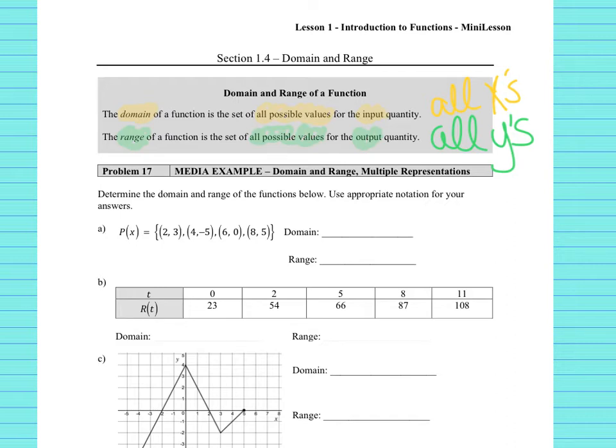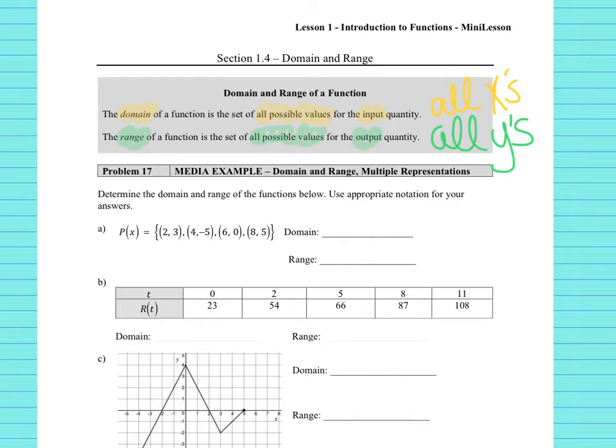So let's look at an example in A. A gives us a function that's represented by a set of ordered pairs. Anytime you're given a set of ordered pairs or a completed table, the domain and range are super, super easy to identify because all you really have to do is look at the table or the ordered pairs and pick out the x's and the y's and put them in the right category. Looking at example A, P of x is equal to (2, 3), (4, -5), (6, 0), (8, 5). We're going to list the domain and the range of those in ascending order.